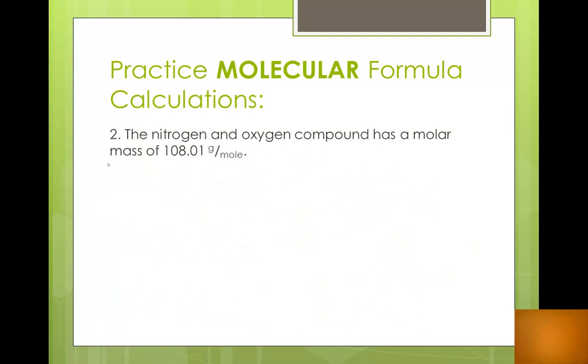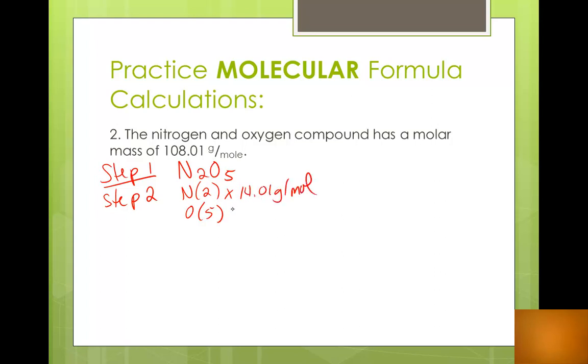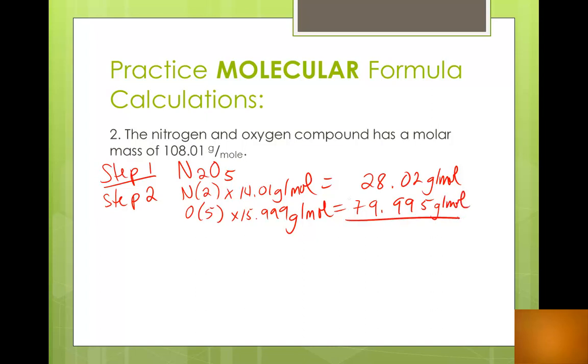Again, in the prior video, we had found the empirical formula to be N2O5. This is step one. If I did not know this already, I would need to calculate this. Step two is going to be my empirical formula molar mass. Add them up. Again, significant to that place.